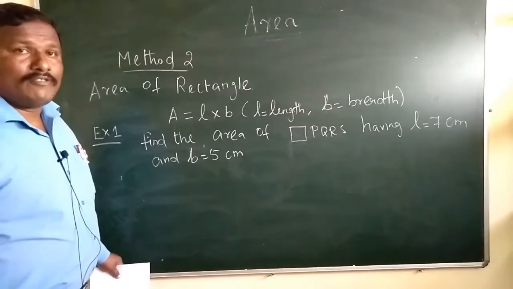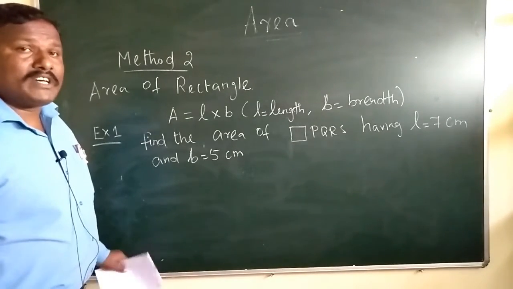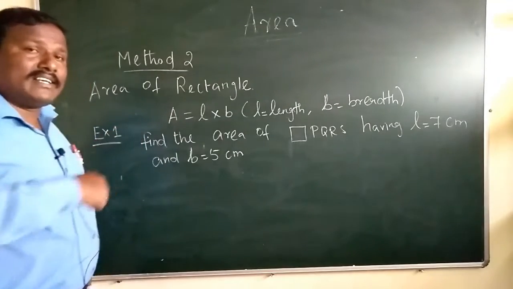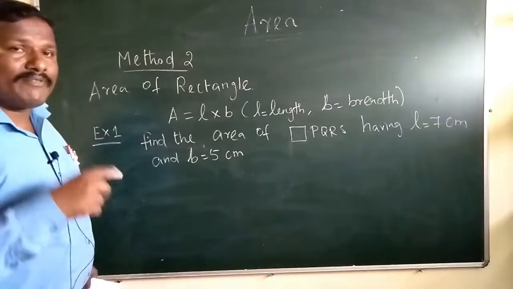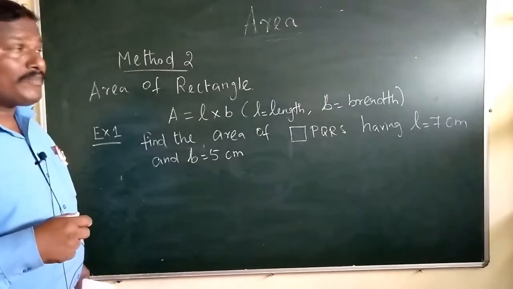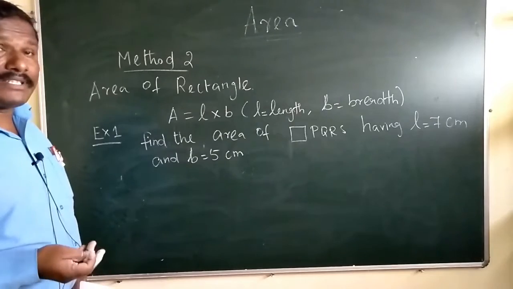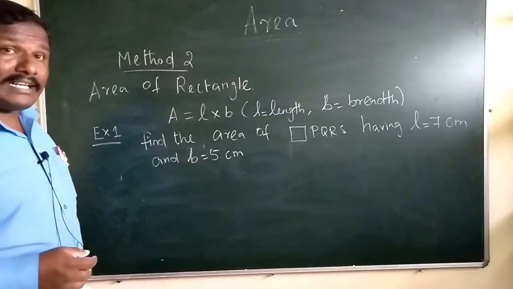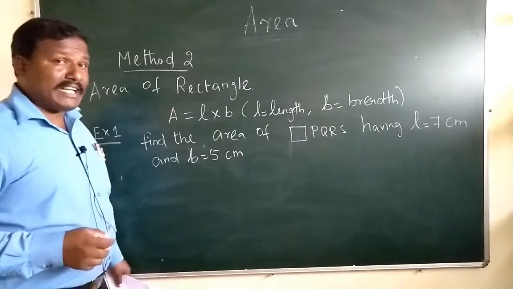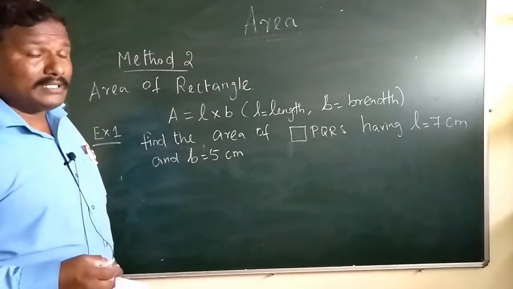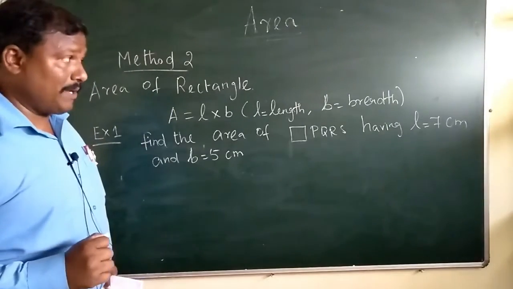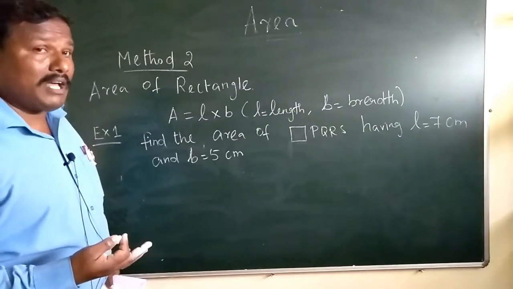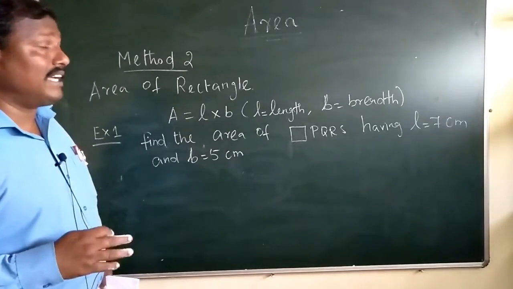Okay students, for finding the area by the first method, there are square units, and we can directly count them and find the area of the square. Now we will look at the second method for finding the area of a rectangle. I told you the definition of a rectangle, opposite sides are equal. For finding the area of a rectangle, there is a formula.